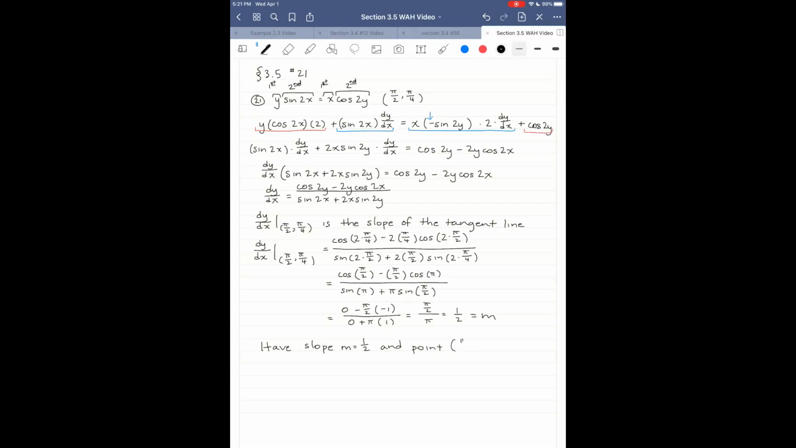So now I have a slope m of 1/2, and I have a point that was given to me, (pi over 2, pi over 4). So I'm going to use my point-slope form of the line to get the equation of the tangent line. Let me just move this down so I have a little more space. So that is y equals y1 plus m, that's 1/2, times x minus x1. That's the equation of the tangent line.